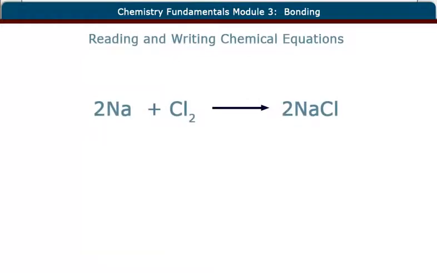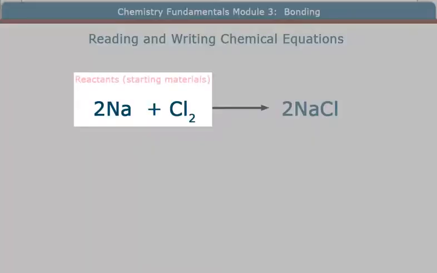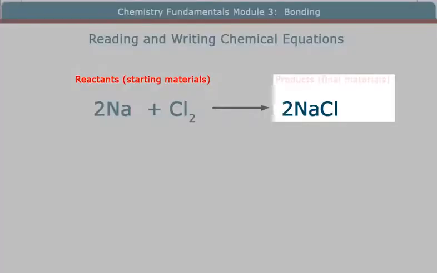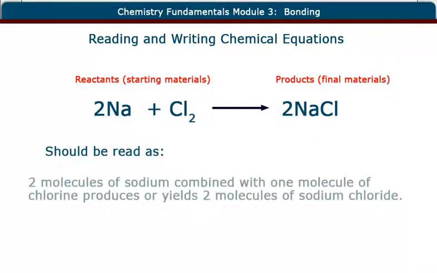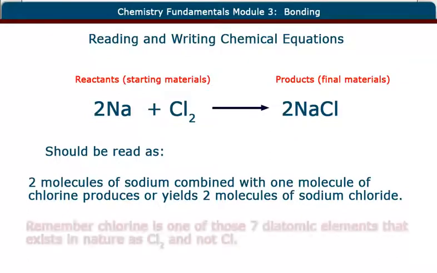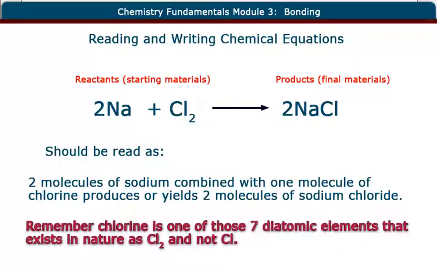A chemical reaction is described by a chemical equation, an expression that gives the identities and quantities of the substances involved in a reaction. A chemical equation shows the starting materials, the reactants, on the left, and the final materials, the products, on the right, separated by an arrow. This equation describing the formation of sodium chloride, table salt, is read as 2 molecules of sodium, combined with 1 molecule of chlorine, produces, or yields, 2 molecules of sodium chloride. Remember, chlorine is one of those 7 diatomic elements that exists in nature as Cl2 and not Cl.